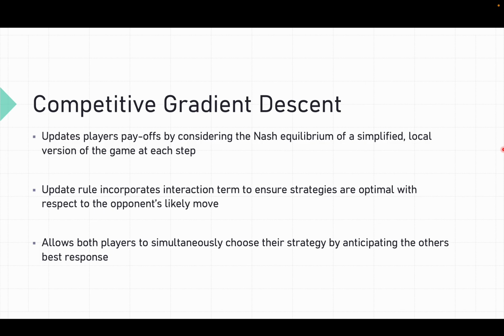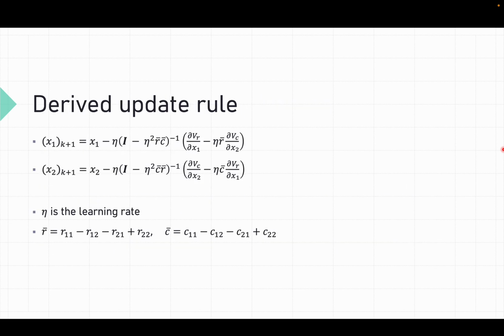Here the update rule incorporates an interaction term between the two player strategies, and what that does is it allows the algorithm to consider for one player what the best move would be, taking into account that the second player is going to be choosing their most likely move. And once again, here are the derived update rules for this algorithm. Once again, the important part here is at the end, where you can see that for the row player, they are taking into account what the column player's gradient is at every point, and this helps with the update.